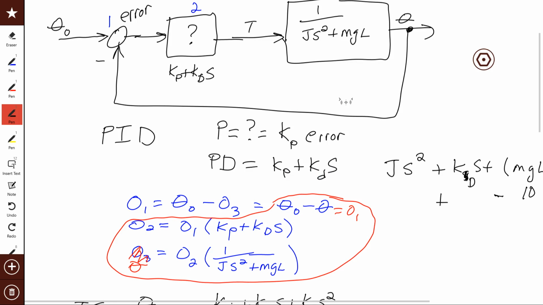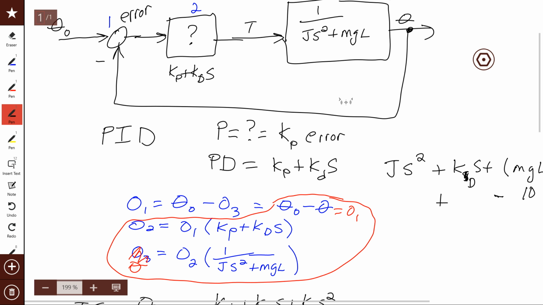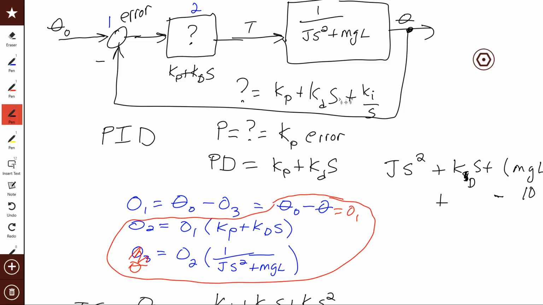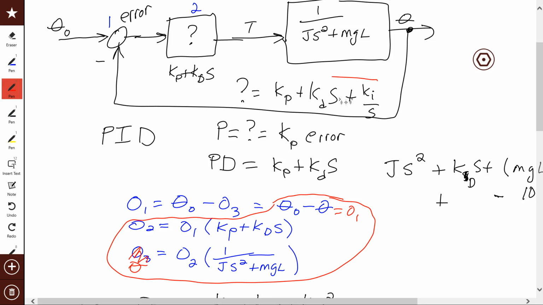Integral. Dadgummit, I'm doing integral. Okay, look, here's what I'm doing. Sorry, I got ahead of myself. I'm using the question mark equal to KP plus KDS. I did that one before, yes or no? Yes. Plus KI over S, that's integral, sorry. That's the one I just did.